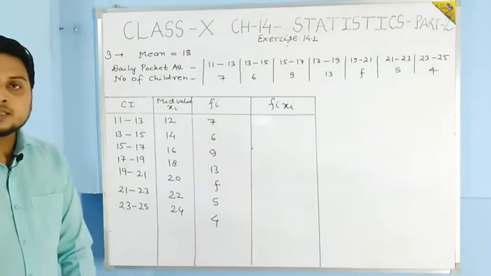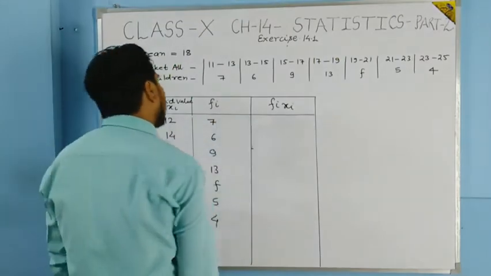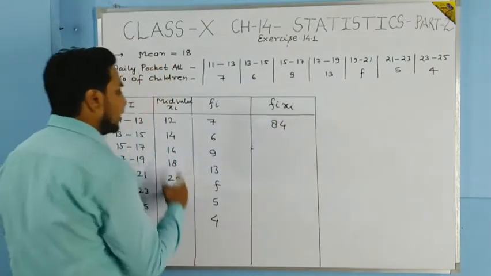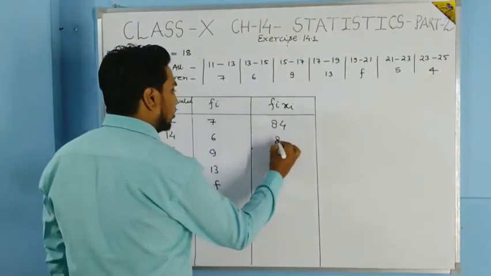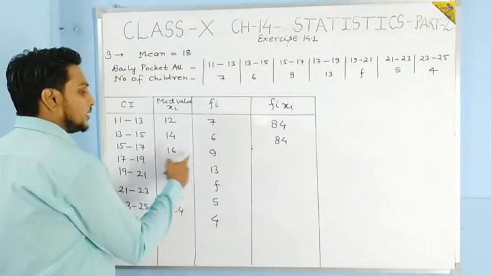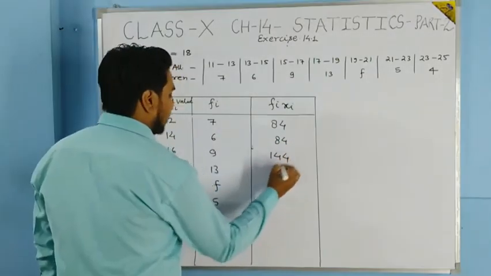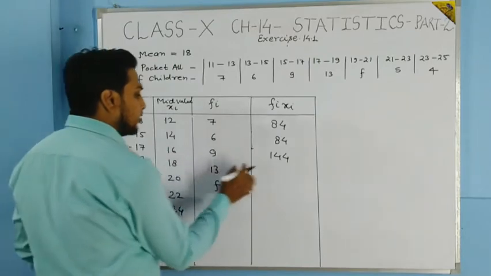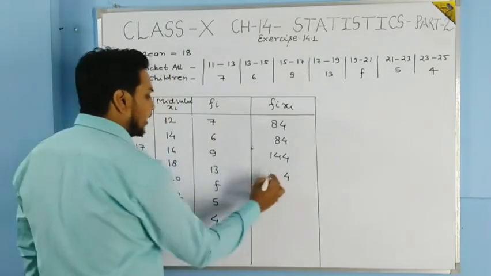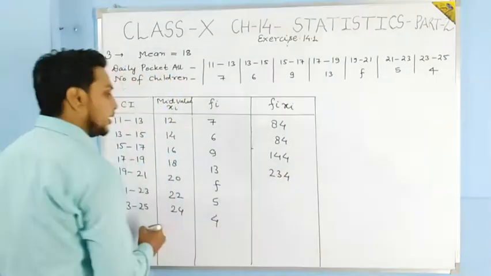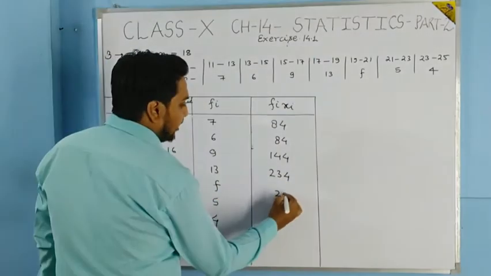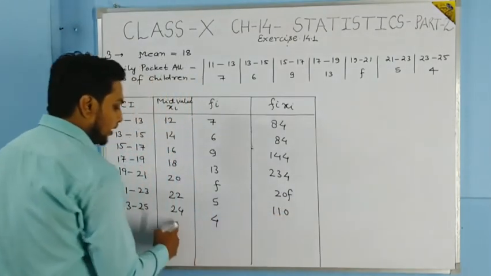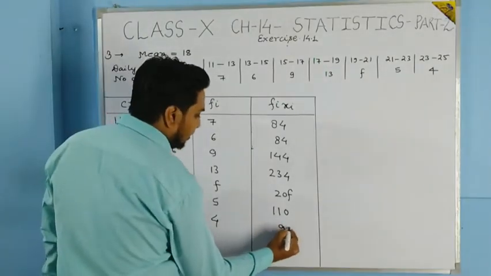When we find fixi, we have to multiply these two. So here we'll multiply: 12 sevens are 84, 14 sixes are 84, 16 nines are 144, and then 18 into 13. When you multiply, 18 threes are 54, carry 5, 18 ones are 18, 18 and 5 is 23. 20 into f will be 20f, 22 into 5 will be 110, 24 into 4 will be 96.